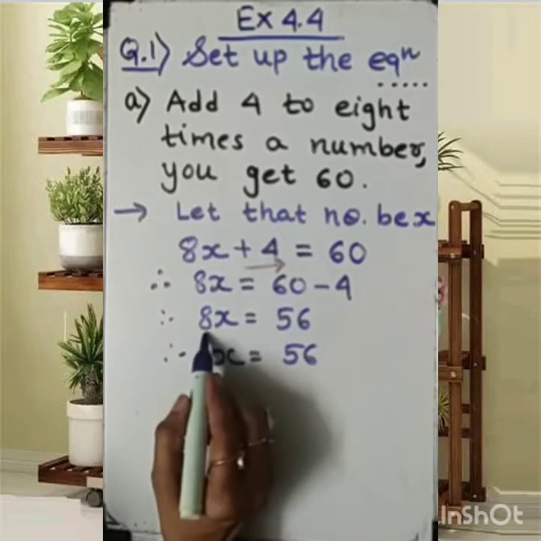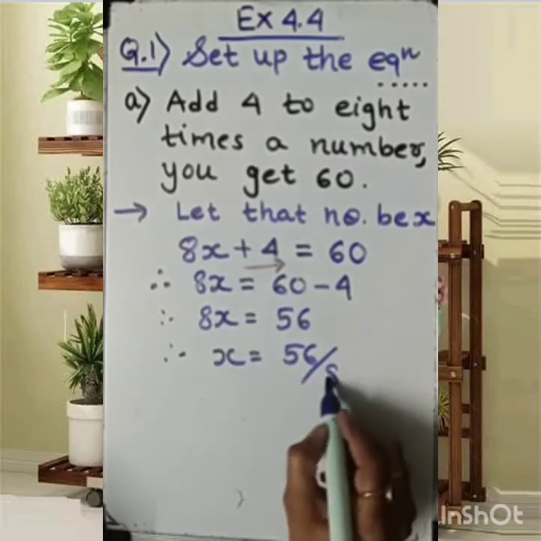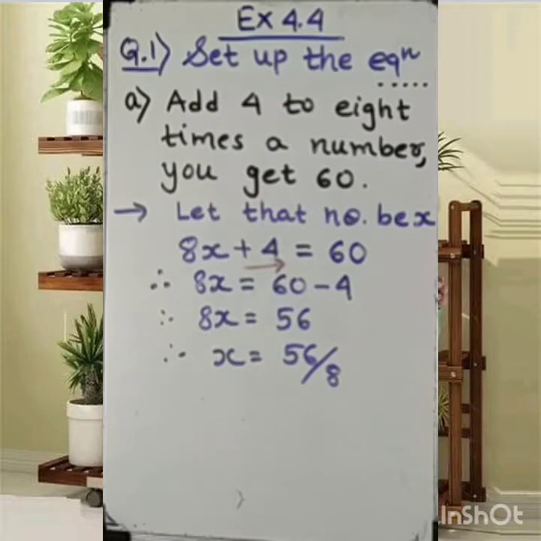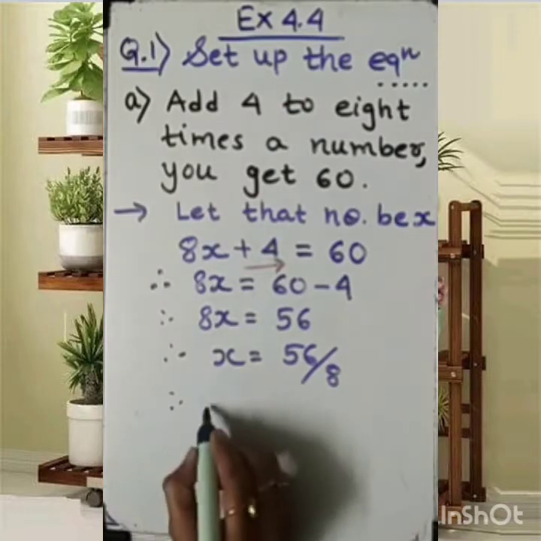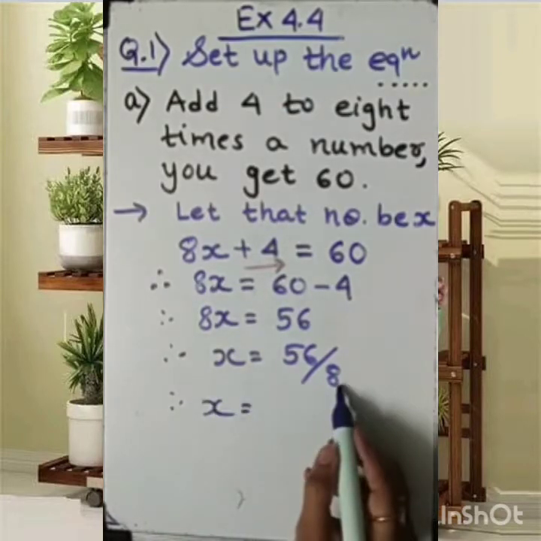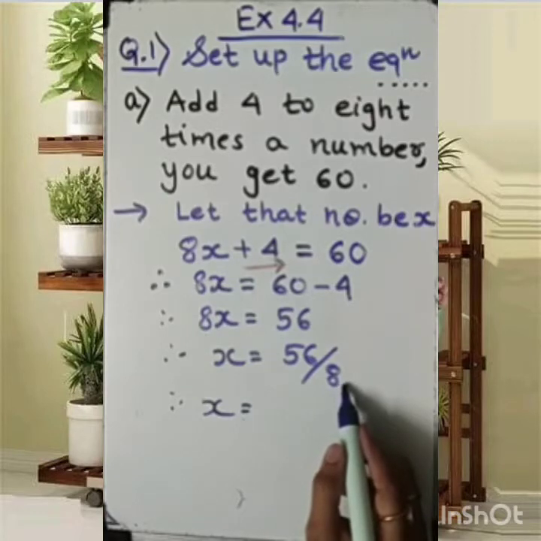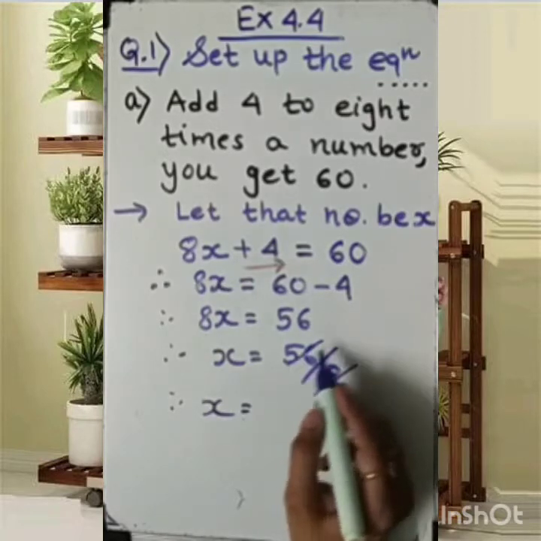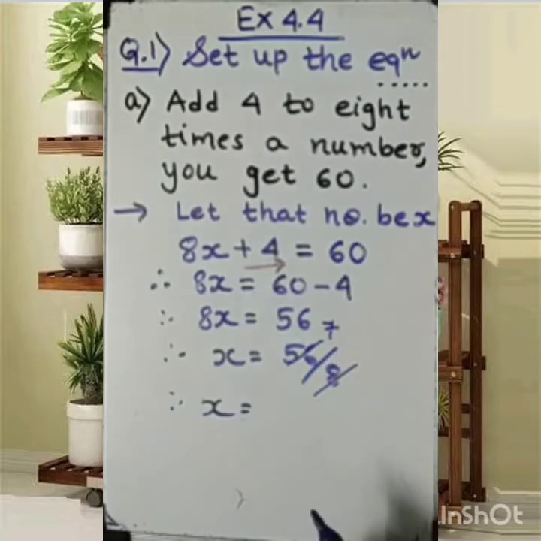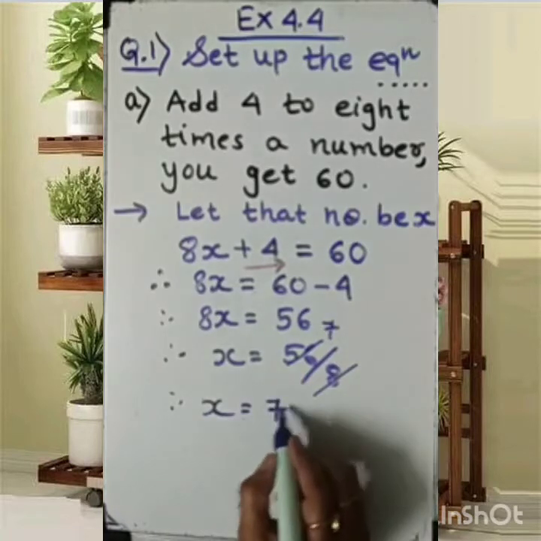What to do with this 8? It will be in divide. That is 56 by 8. You know very well, dear student, the table of 8. If you recite the table of 8, then 8 sevens are 56. So x equal to 7.